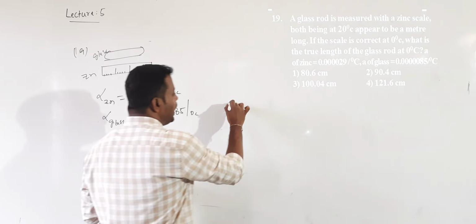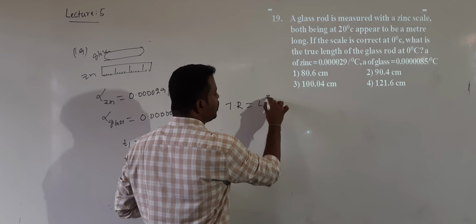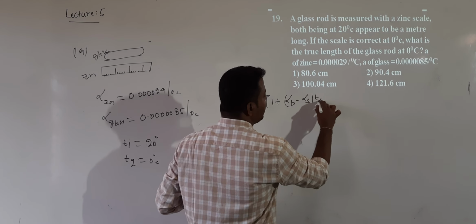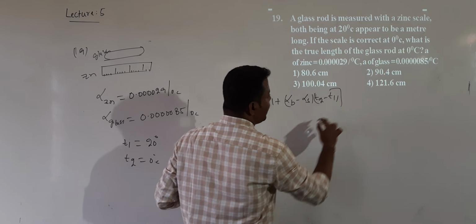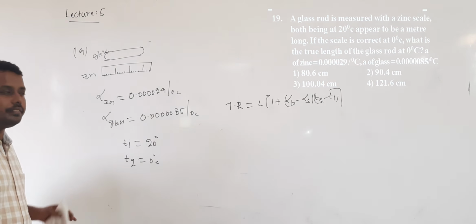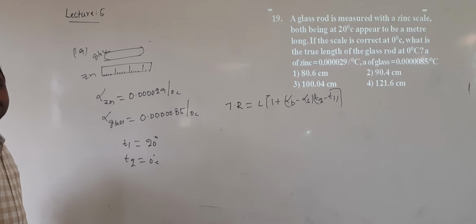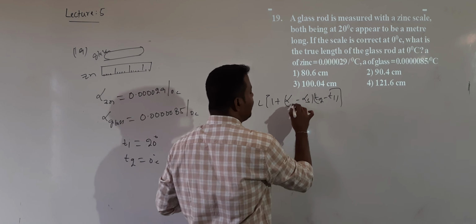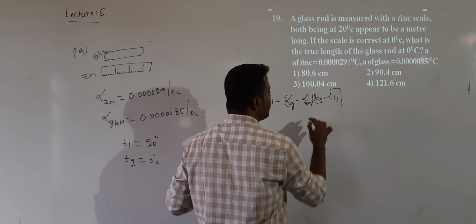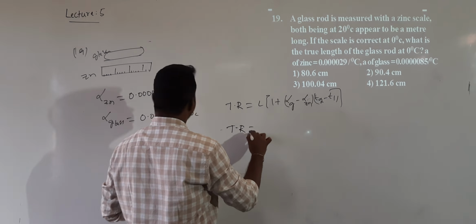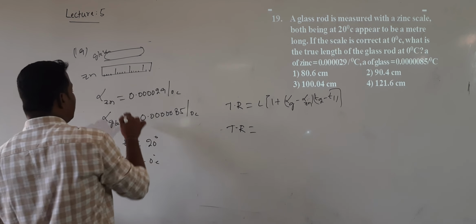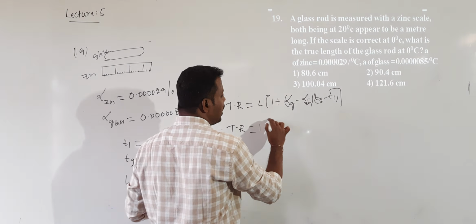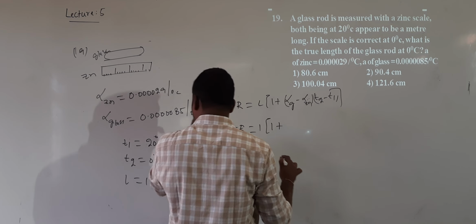What is the formula for true reading? True reading is equal to L into 1 plus alpha B minus alpha S into T2 minus T1. Correct? Okay? So here alpha B stands for body, so alpha B for glass, and alpha S is the scale, zinc. Substitute the values. True reading is equal to, L value is 1 meter, that is 1 meter into 100 centimeters, into 1 plus alpha G minus alpha S.